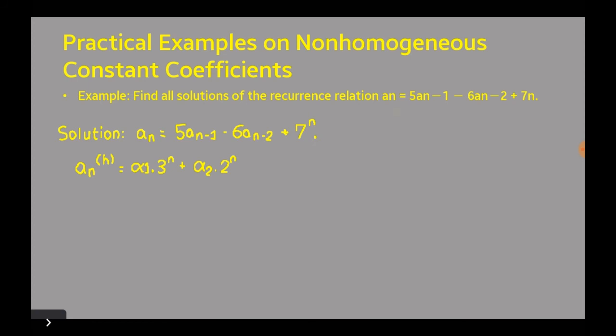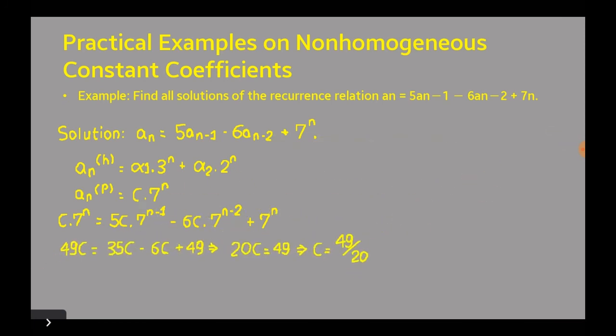Then let us take the particular solution a_n^(p) = c times 7^n. So c times 7^n = 5c times 7^{n-1} - 6c times 7^{n-2} + 7^n. Multiplying by 49, 49c = 35c - 6c + 49, which gives 20c = 49. Then c = 49/20.